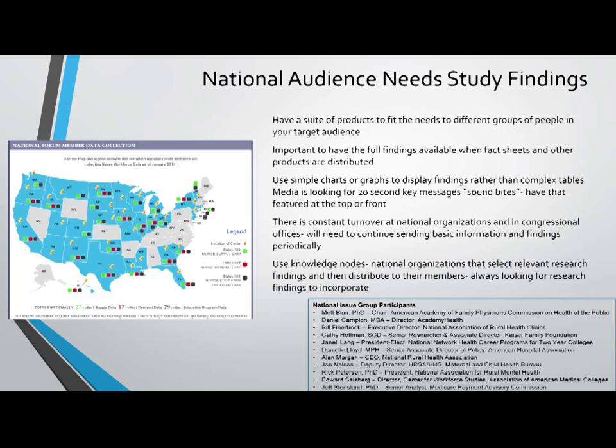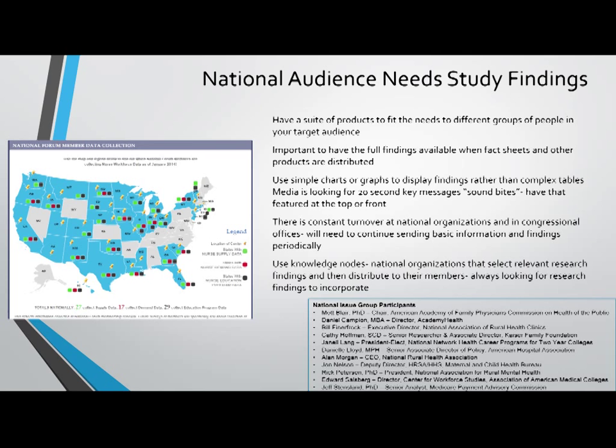But what they suggested was, while you need to have those reports, in fact, they're very important to have, a lot of your target audience would probably be best served with shorter types of products that could refer to the larger ones. So they thought the full findings need to be available, but that fact sheets and other products should be distributed as well.